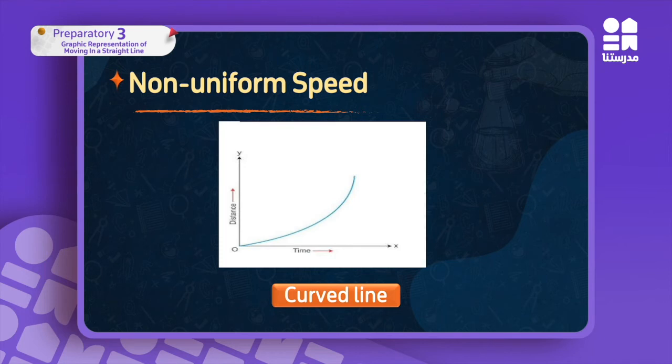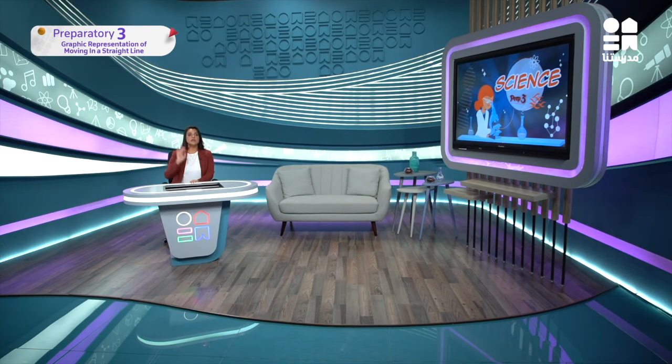طيب if I have zero speed or the body is at rest, the body is not moving, هنرسم الجراف ده ازاي؟ Body is not moving means that the distance does not change. Let's say مثلا a car is moving and it covered like 2 kilometers. بعد كده it didn't move any further. يبقى معنى كده as time passes the distance is fixed at 2 kilometers. So how do we draw this?